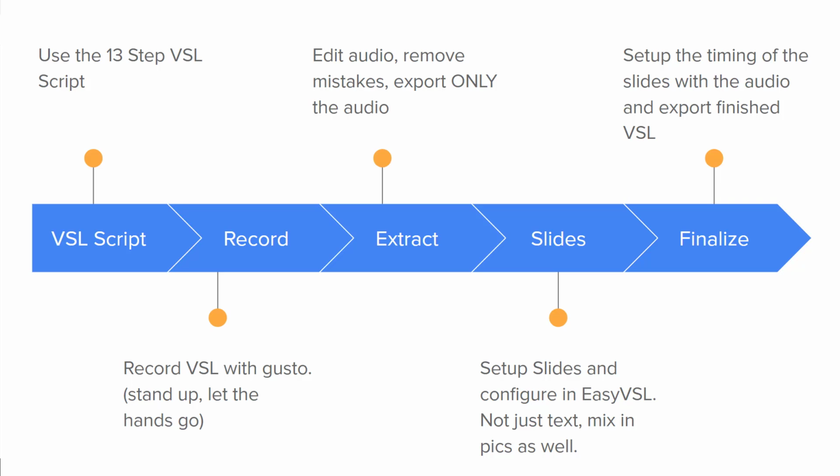The next thing that we do is set up the slides. So when we go into Easy VSL, it's really easy. We just literally copy the VSL script from step 1, paste it into Easy VSL, and then that will break it up into slides for us. After that, we're just going to go in and set them up so that I like to have a bit of a mix, right? Instead of just nothing but text on each slide, I'd like to go through and mix in some pictures as well.